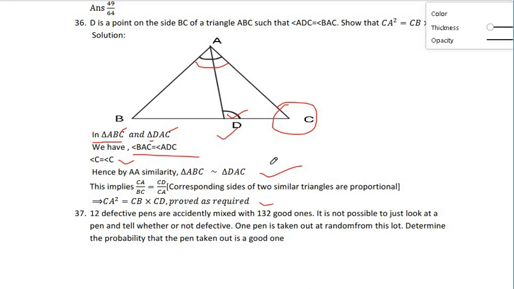Now since the corresponding sides of two similar triangles are proportional, CA by BC, I have taken CA first, then BC, and here we have CD by CA. CA by BC equal to CD by CA. Cross multiply. CA into CA is CA square, CD into BC, or you can write CB also, CB into CD. Better to write as per the question.